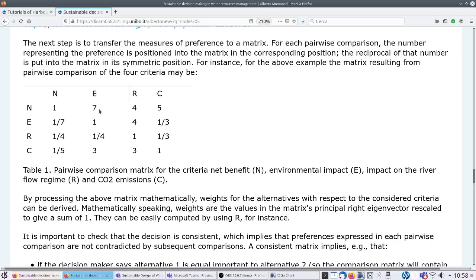The user really likes the money, not just the dam. He really likes the money because when he compares the net benefit with environmental impact, he gives a score of 7. Like, look, I really don't care about the environmental impact. I care about money. And also, if you look at the comparison between the net benefit and the impact on the river flow regime, it looks like he gives more weight to the money again.